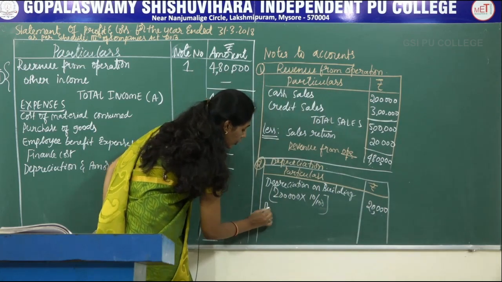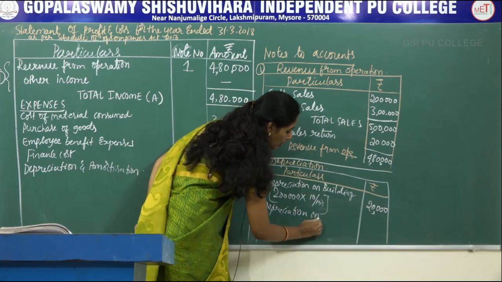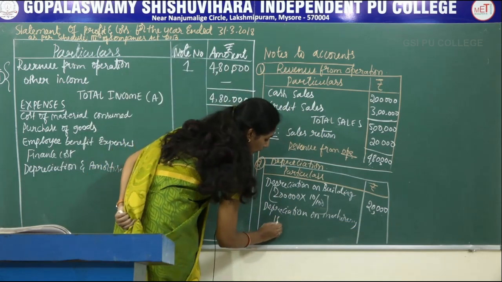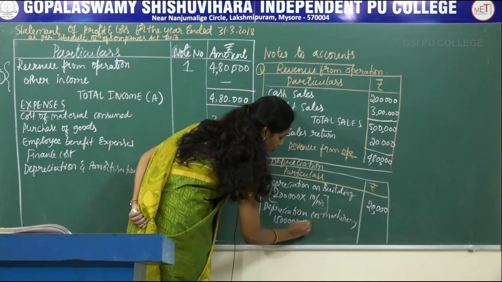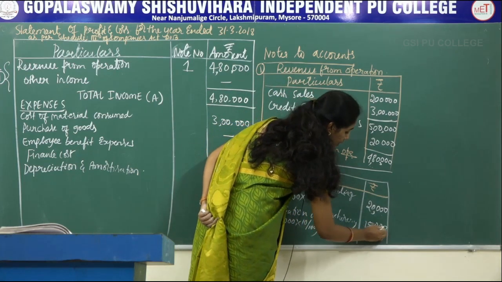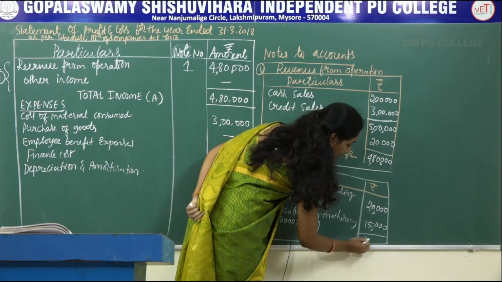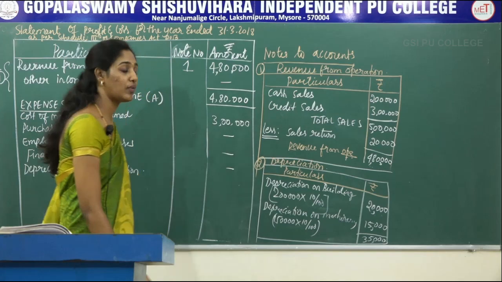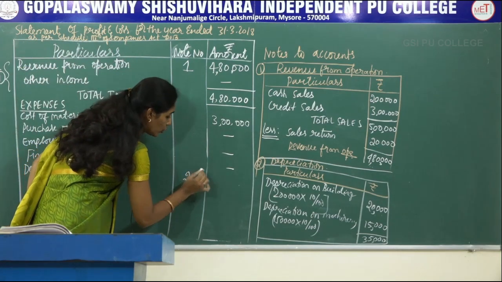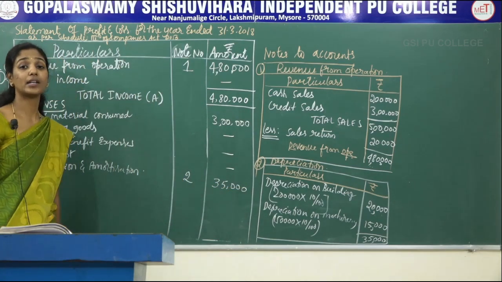The next, you have to find out depreciation on machinery also. Depreciation on machinery. What is the value of machinery? That is rupees 1,50,000 into 10 divided by 100. You will get 15,000. So the total amount of depreciation on fixed assets was rupees 35,000. So now write it in the statement. Note number 2. Amount of depreciation on fixed assets was rupees 35,000.